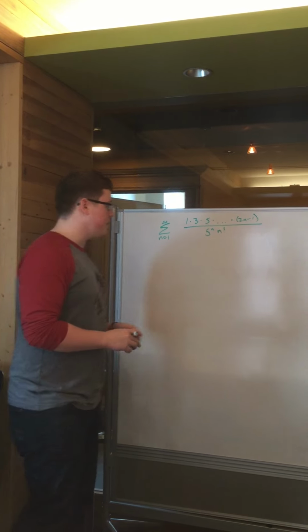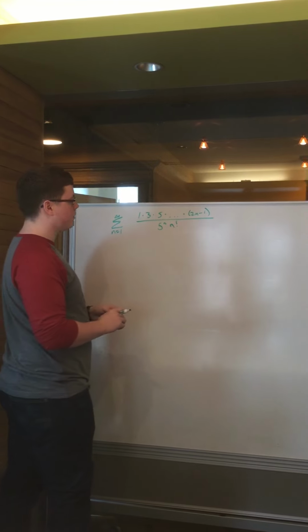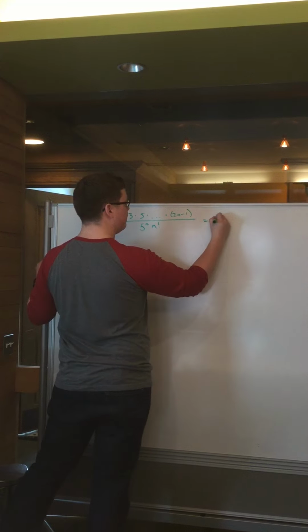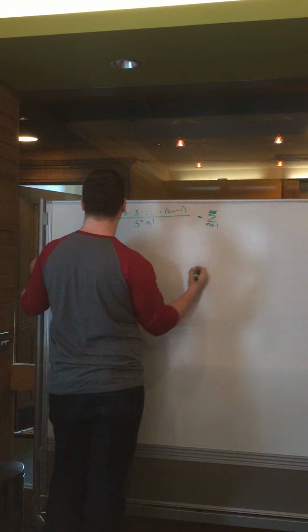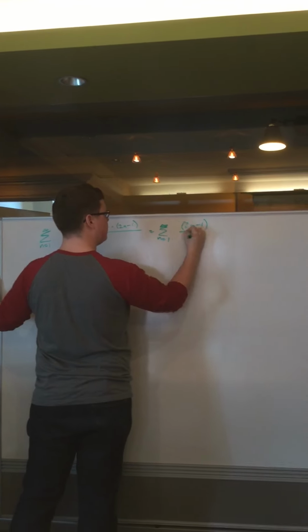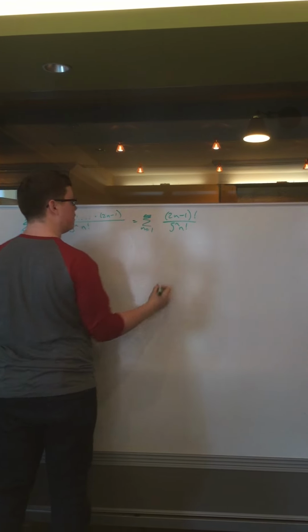I'm going to solve this math problem. First off, in the numerator you can see that they're trying to give you a factorial, and that's actually what will be in the parentheses. So you'll have this series from n equals 1 to infinity of (2n minus 1) factorial over 5^n times n factorial.